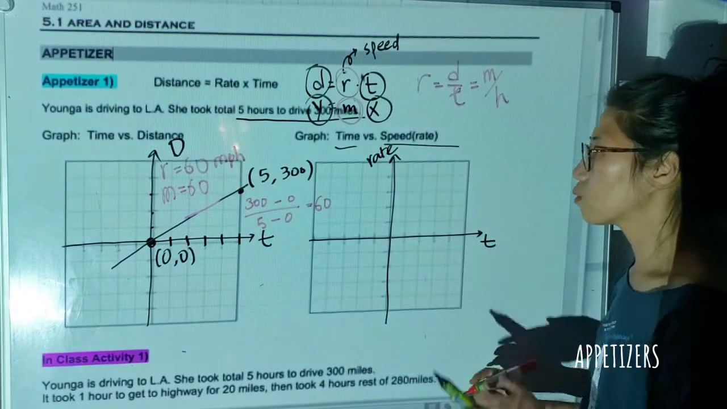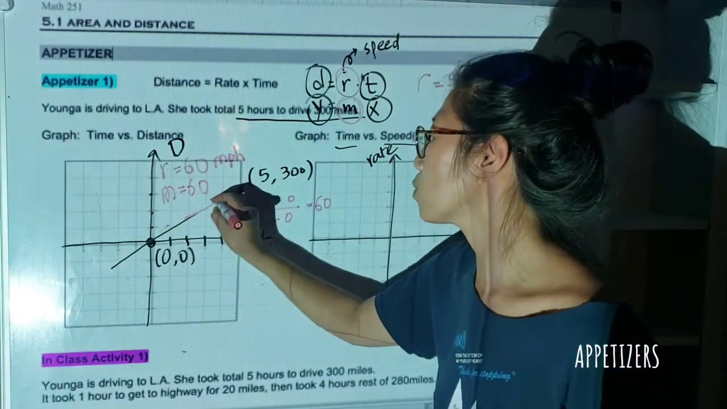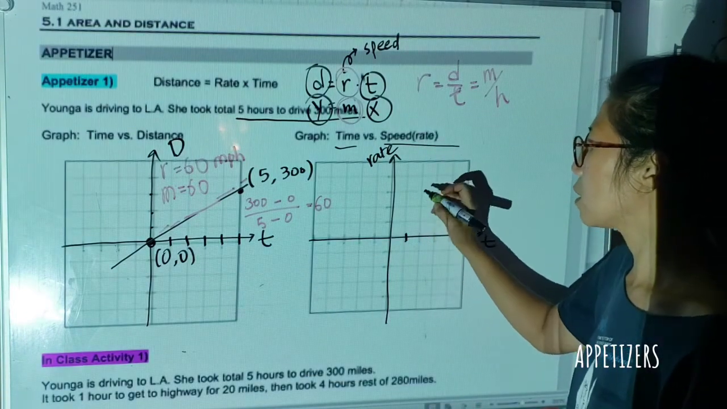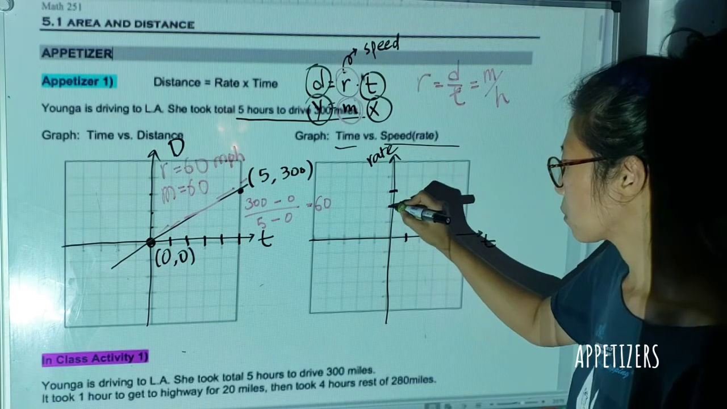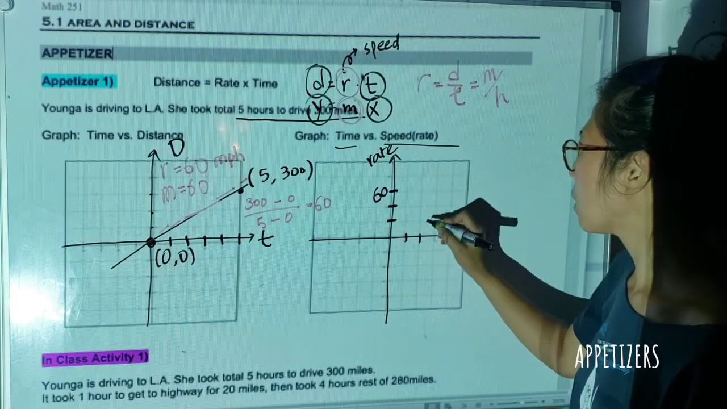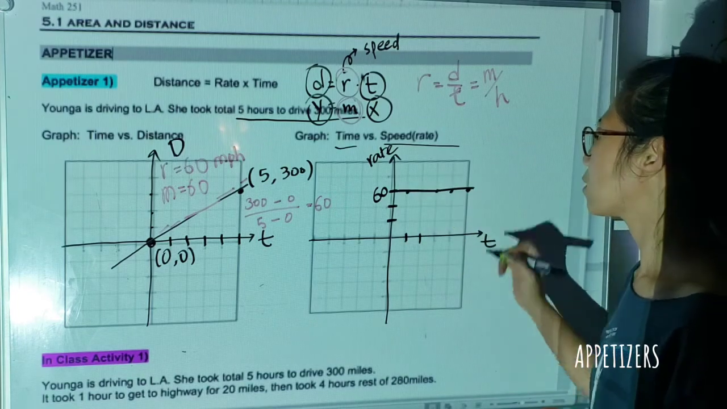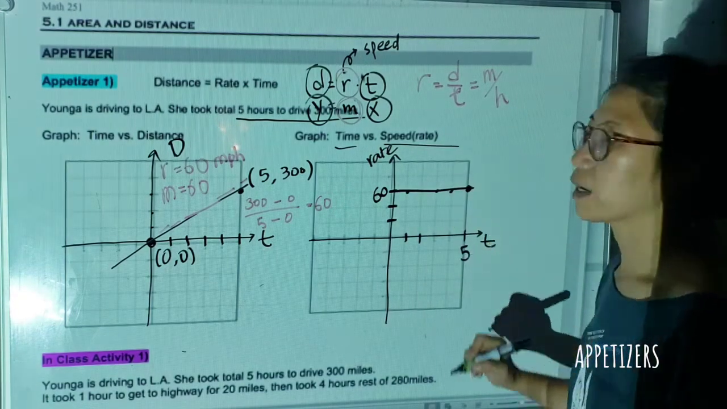If I graph this, do I have the same slope everywhere? Yes. In the first hour my speed was 60, and the second hour 60, the third hour 60, because it's cruise control. So my speed was 60 up to 5.